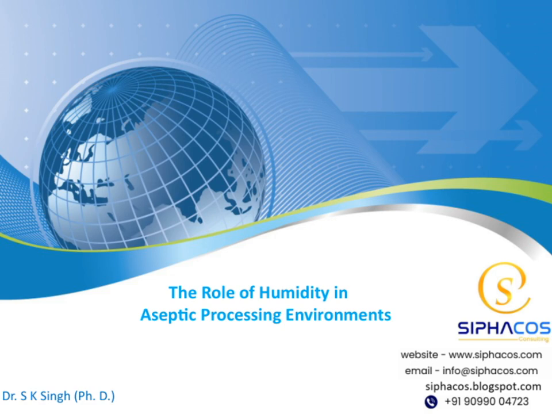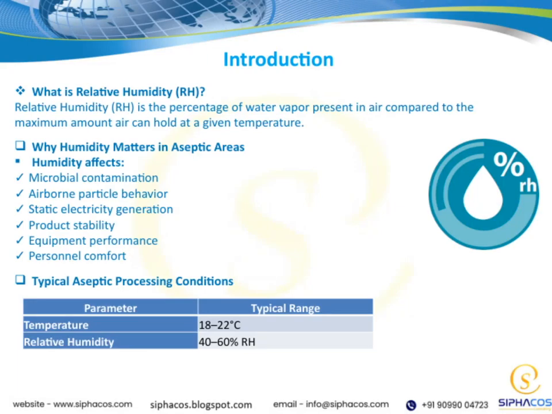Let's dive in. Let's start by looking at the typical environmental conditions in aseptic processing. Temperature usually sits between 18 and 22 degrees Celsius, while relative humidity ranges from 40 to 60%. Now, relative humidity is the amount of water vapor in the air compared to the maximum it can hold at that temperature. It's a crucial factor because it influences everything from microbial contamination to how particles move through the air. It also affects static electricity, product stability, equipment function, and even how comfortable the team feels. These conditions help keep the environment controlled and safe.